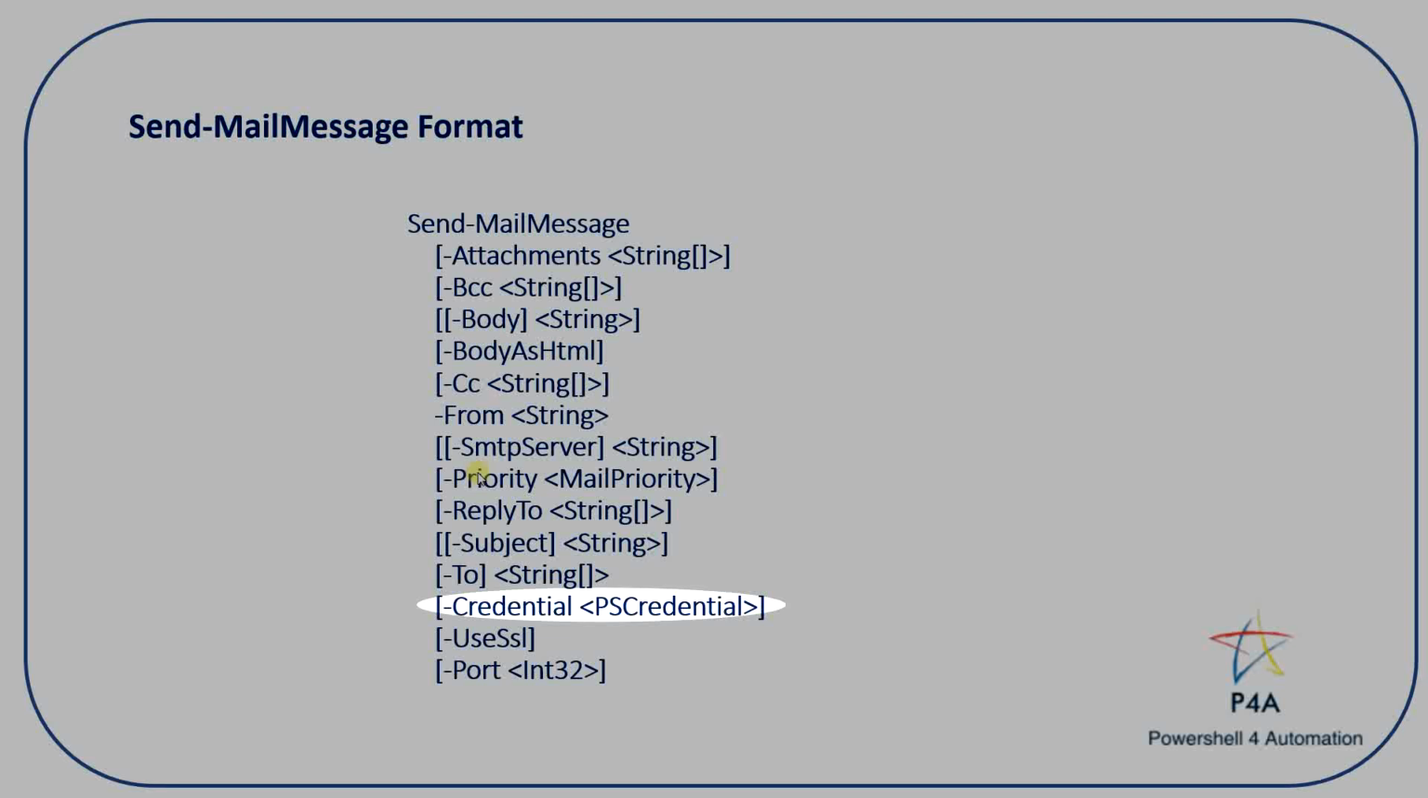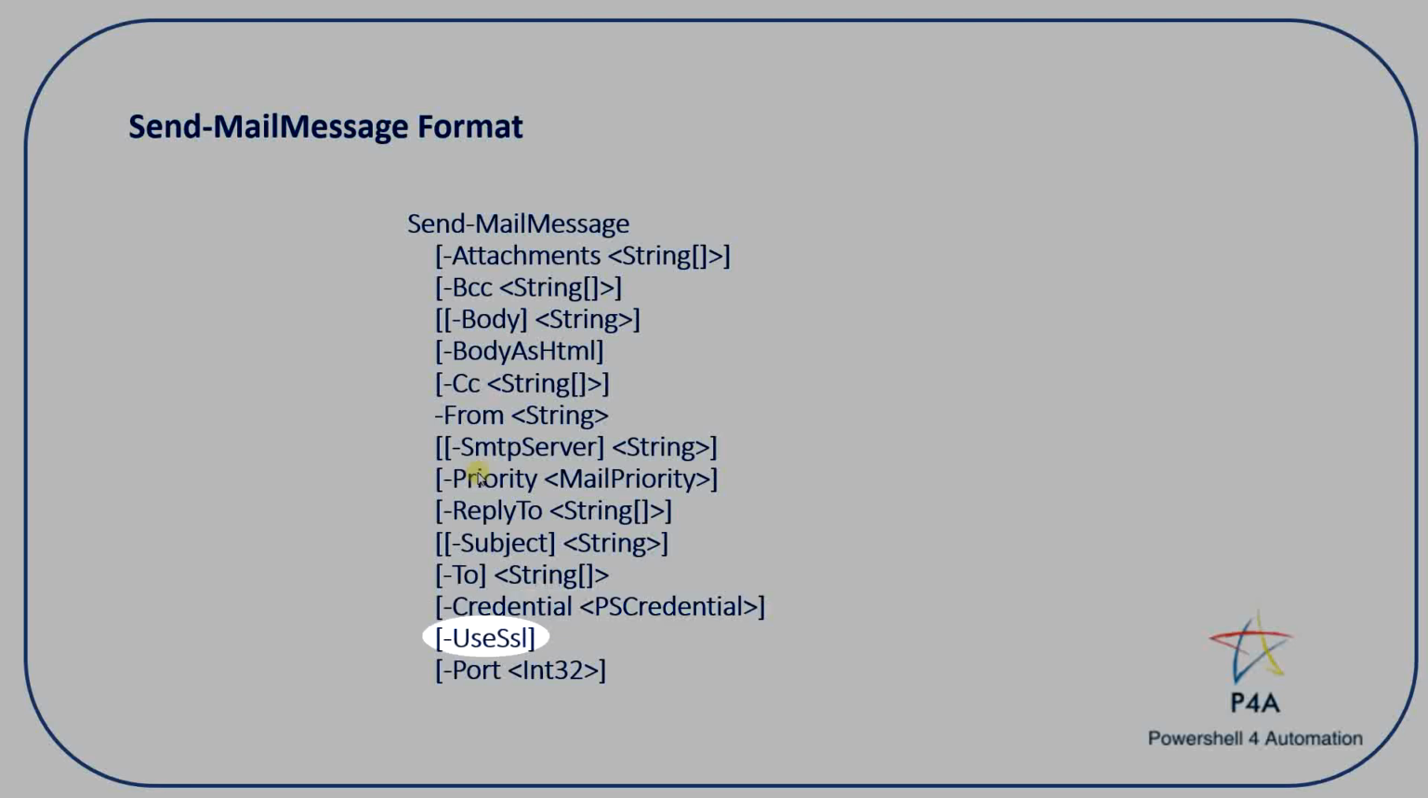If it is a Gmail account, I'm giving something like @gmail.com and I will give the password there. So this username and password has to be encapsulated inside an object. That is what is called a credential. You will get more idea about it when we are discussing examples about Send-MailMessage.